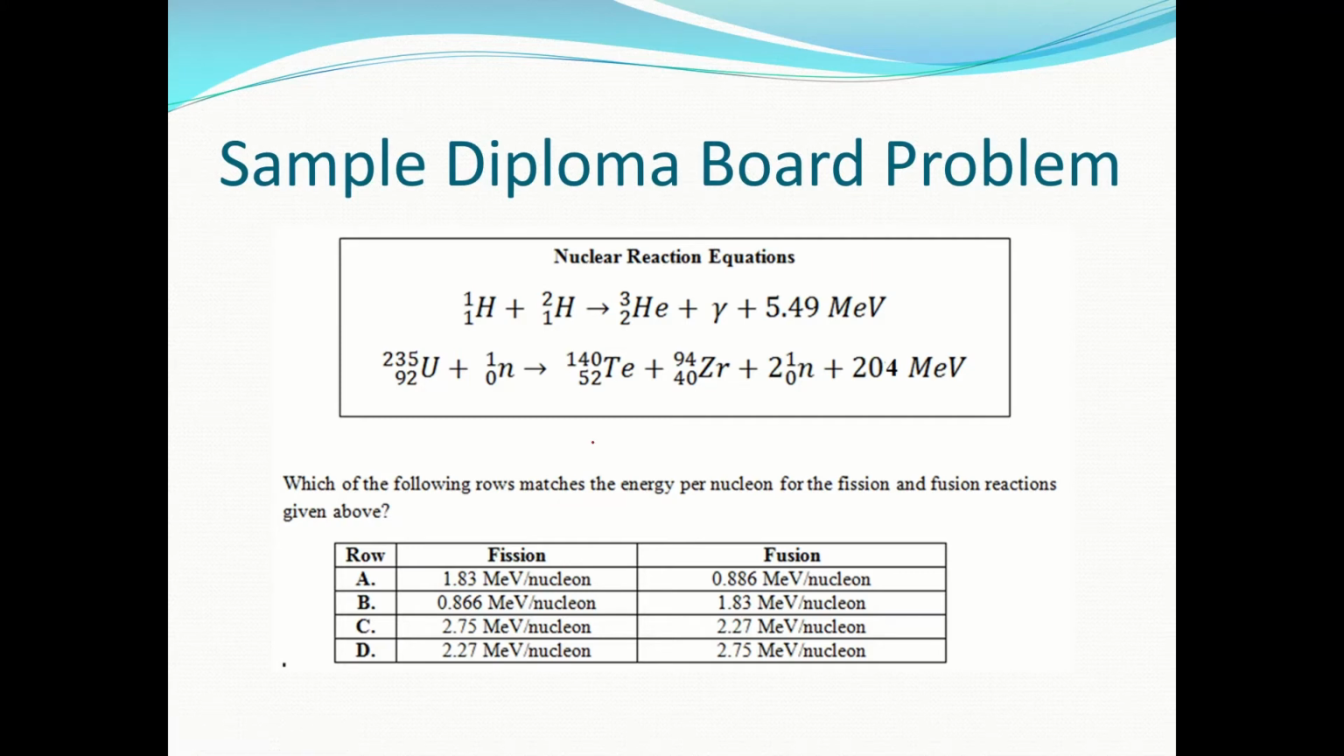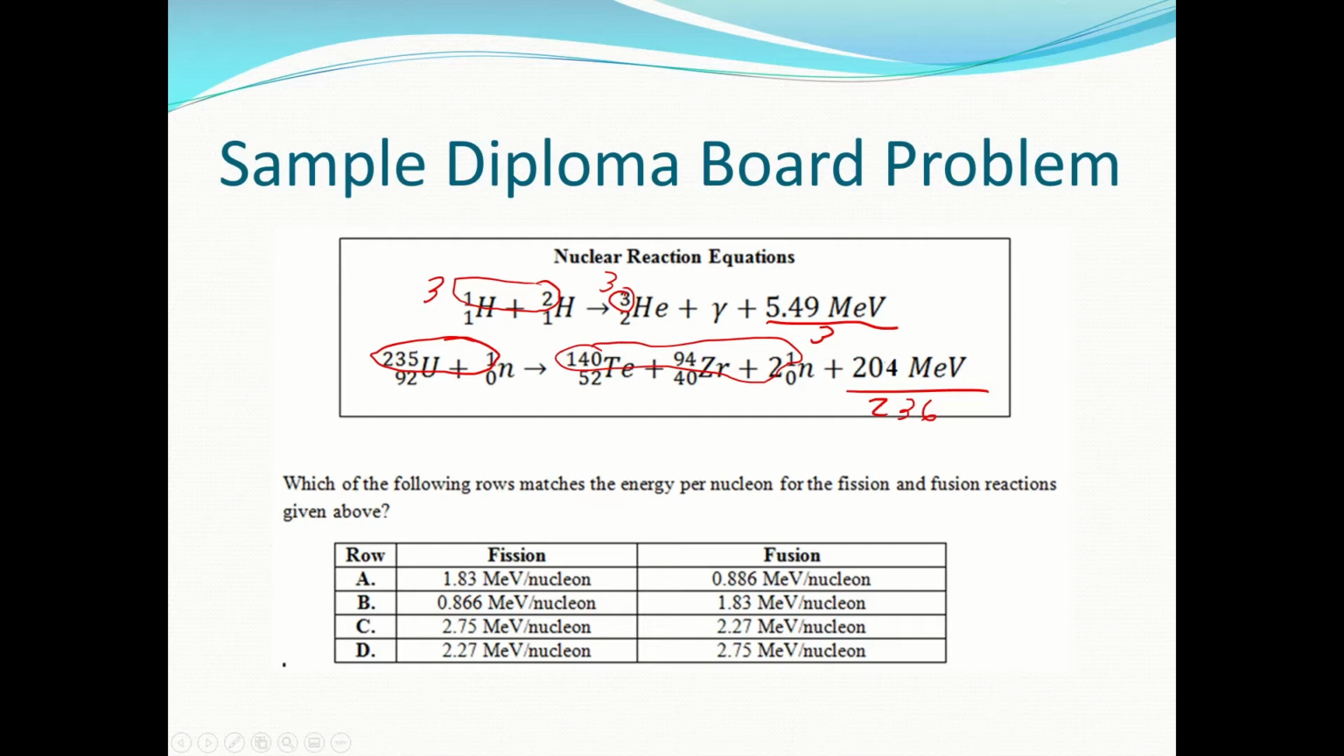And then this guy here. Which of the following rows matches the energy per nucleon for the fission and fusion reactions? So it looks like this fission gives off more energy than the fusion, but we have to look at it in terms of per nucleon to really make it fair. So this has 3 nucleons before, 3 nucleons after, so 3 nucleons is how many we have. And this has 236 nucleons. If you add up these ones, it's 236 as well. So we have to divide this by 236 because that's how many nucleons we're using in that.